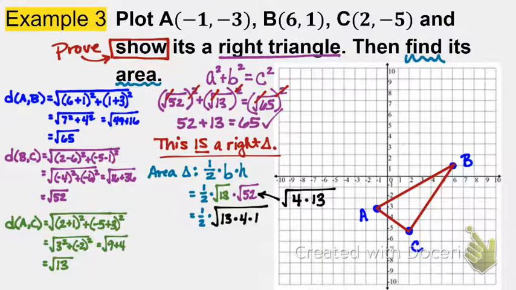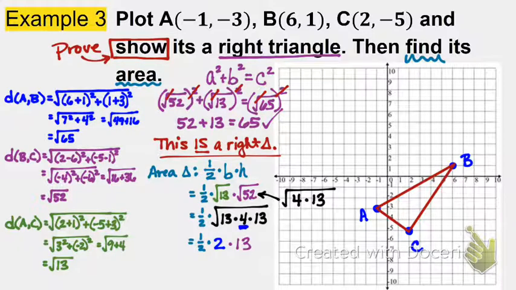times 4 times 13. Because anything that's under the radical, I can multiply together with other things that are also under a radical. The square root of 4 is what? 2. So I have 1/2 times 2, and then 13 times 13 is 169. What's the square root of 169? 13.